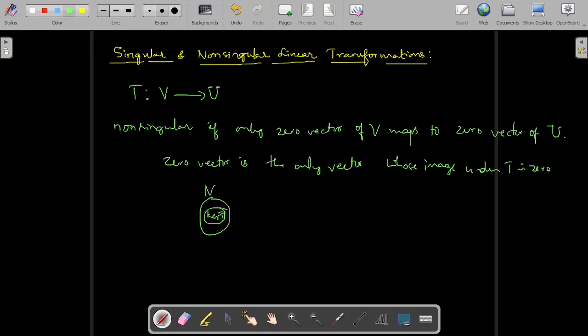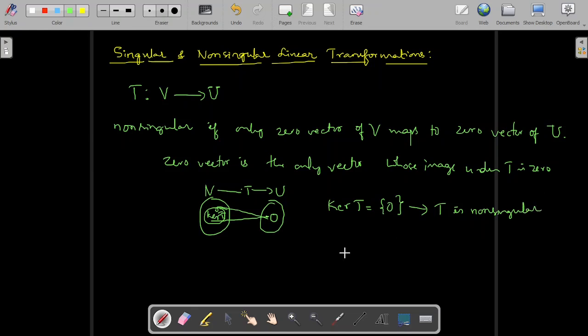So V to U, T is a transformation. Now, if the kernel of T means only the 0 of this vector space maps to the 0 of the next vector space, then such transformations are called non-singular. It means the kernel of T contains only one vector, which is the 0 vector. Kernel of T equals the set containing 0. In this case, your transformation T is non-singular.